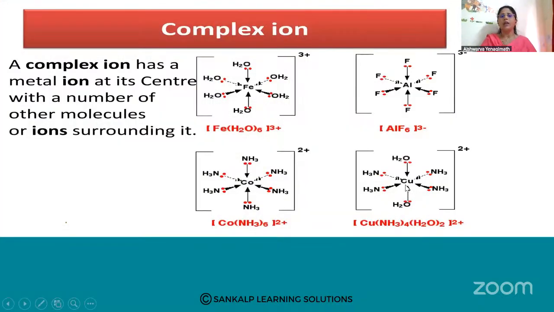Yes, then we have seen complex ion. What is a complex ion? It is the metal and the ligands written in a square bracket. Yes or no? So the central metal ion with the number of molecules surrounding it is called a complex ion. You can see the example. Here you have Fe, central metal atom. Then 1, 2, 3, 4, 5, 6. 6 H2O molecules, monodentate ligands attached to the central metal atom. So this particular part plus 3 charge is called the complex ion.